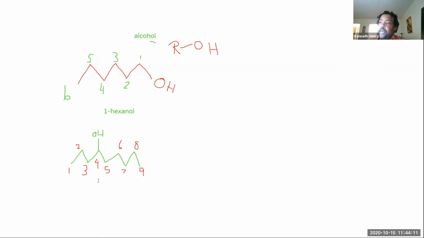Okay, so this guy is going to be called nonane, and then it gets the alcohol's last name, but we have to tell where the alcohol is located. Where is it located? 4. So it'll be 4-nonanol. So the 4 is just the location of the alcohol? That's right. The numbers tell me the location where the OH is at.